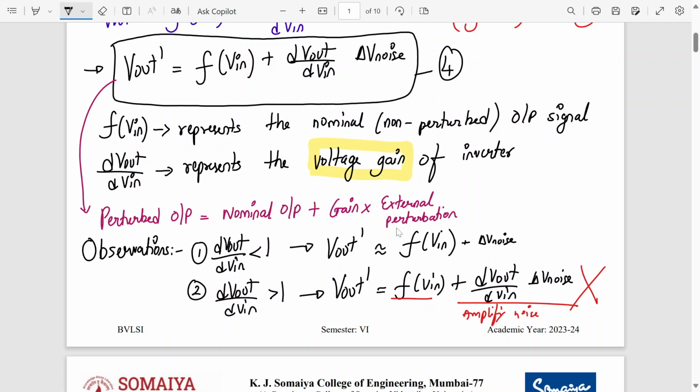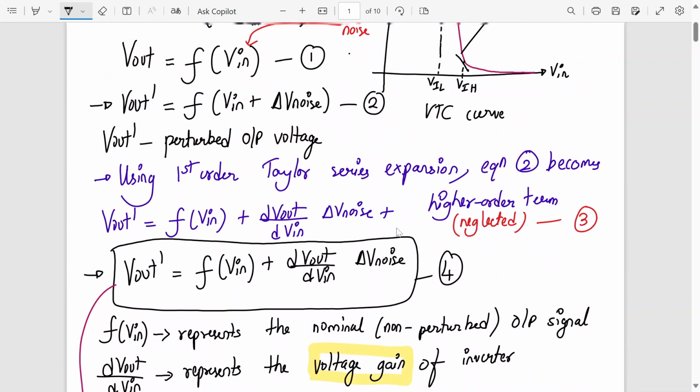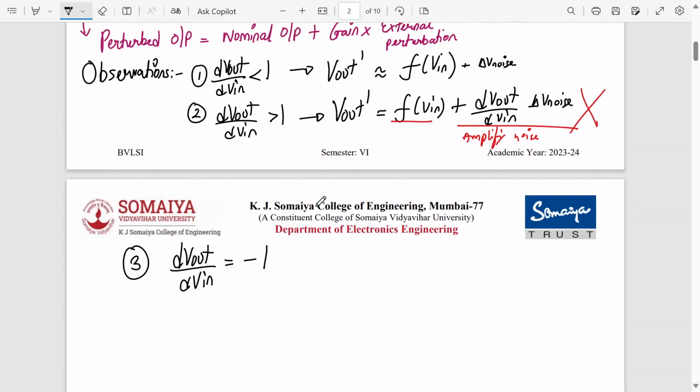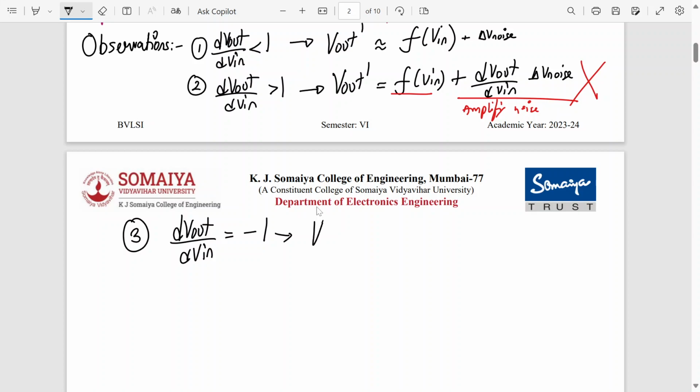Gain of -1. That's why we consider the two critical parameters with slope dV out by dV in as -1. Understood now? This is the justification for taking dV out by dV in as -1 and not any other value. It cannot be 1 also. So if this is taken, then V out dash will be a function of V in minus the noise fluctuations. Therefore, the magnitude of the voltage gain should be -1.